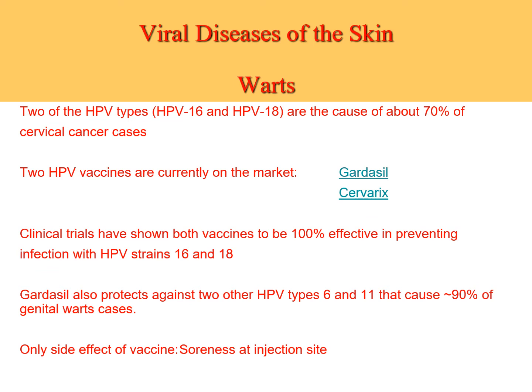There are 2 of the 130 different types of human papillomavirus that are associated with 70% of cervical carcinoma cases. They are type 16 and type 18. At least last time I checked, there are 2 human papillomavirus vaccines on the market. Don't worry about the names, but these are the 2. Both have shown to be, and this is quite dramatic, 100% effective in preventing the infection with these 2 types.